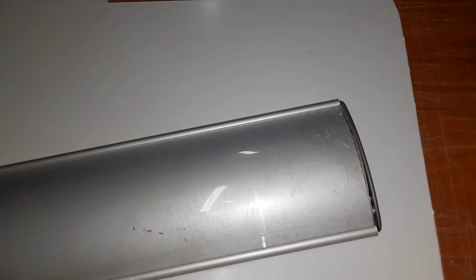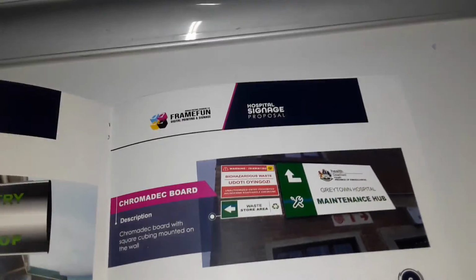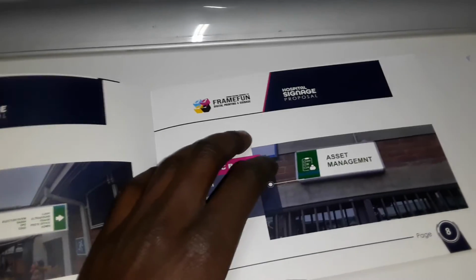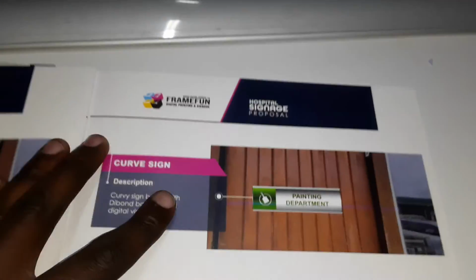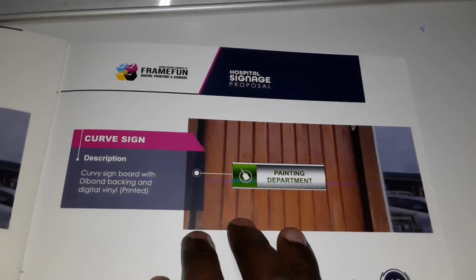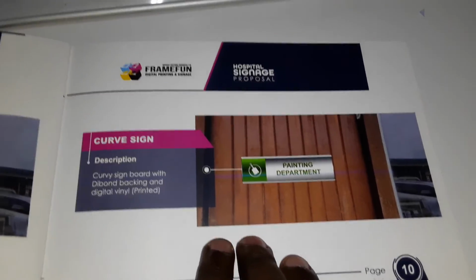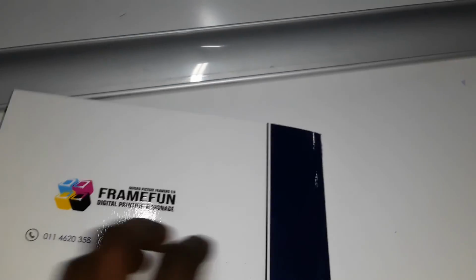And this is also another curve sign, as you can see. So this is a real curve sign, and the one that I showed you earlier is a mockup. So mockups are very important. They help the client to see in real life how it's going to look, and also they get the client to sign on the dotted line.